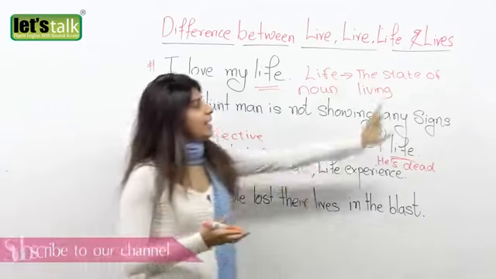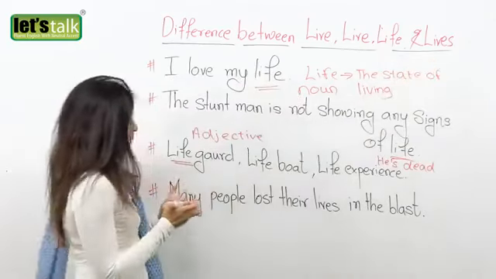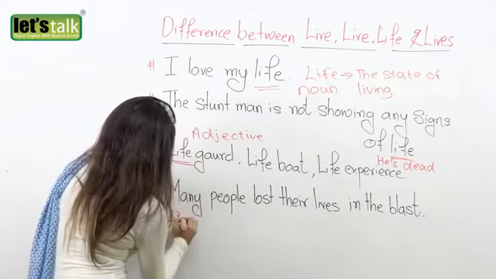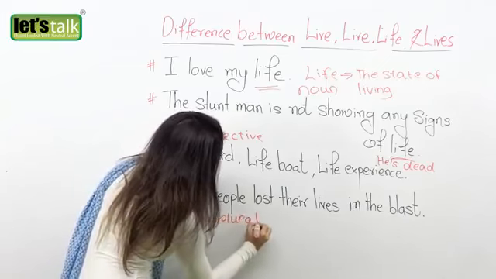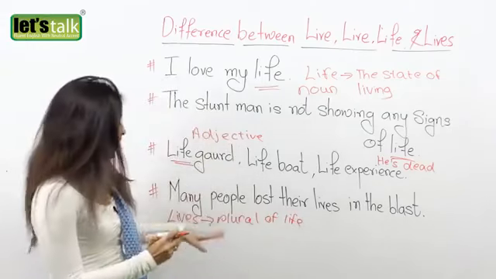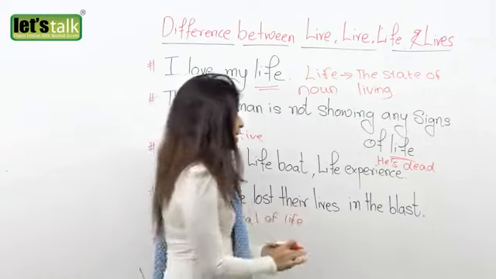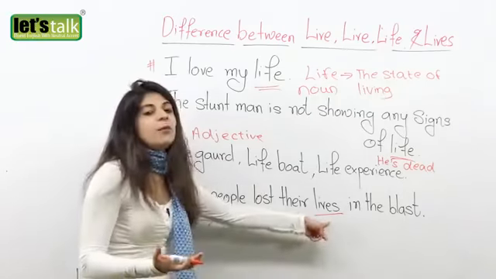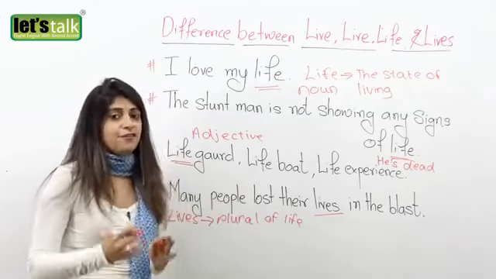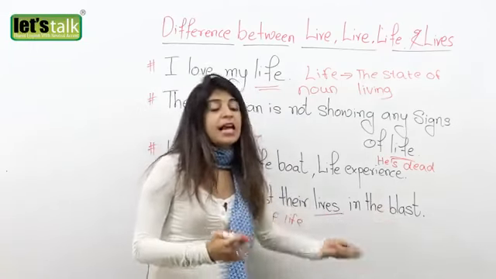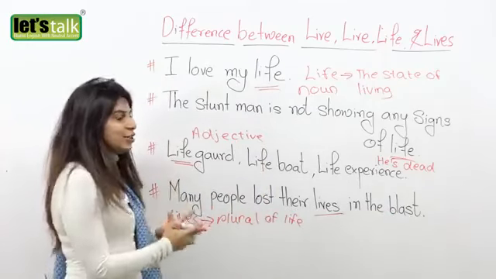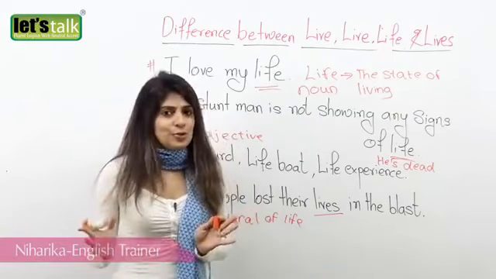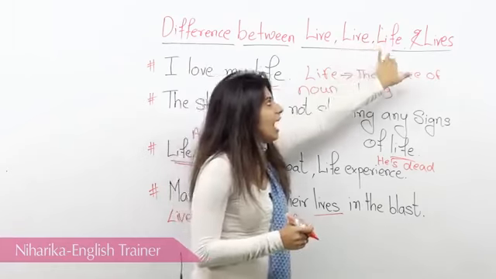Now there's another word that is lives. Okay, so what does that mean? Well, it is the plural form of the word life. So let's look at an example to understand this better. Many people lost their lives in the blast. So because we are talking about many people, we are using the word lives because it's the plural form of the word life. We are not going to say that many people lost their life in the blast. It is going to be lives. Okay, so hope this is clear to you. Next time you have to use these words, you know how you would pronounce them and when you would use them. So it's live, live, life, and lives.